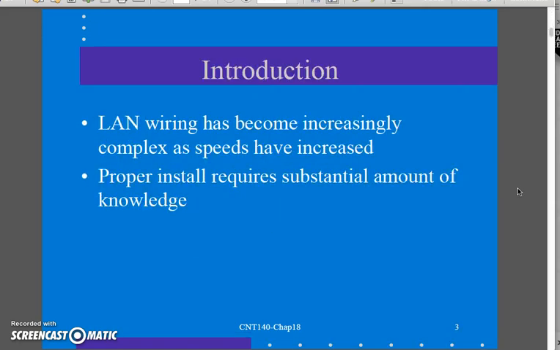And the reason being, if we start looking at LAN wiring, it has become increasingly complex as we have increased the bandwidth. When we were dealing with 10 meg coax bus, but we're dealing now with gigabit, 10 gigabit, and pushing into the 40 gig envelope, our network bandwidths and speeds have increased dramatically, so the installation techniques need to be a lot more careful. So we need to have proper install for this, and therefore we need a substantial amount of knowledge to do this correctly.